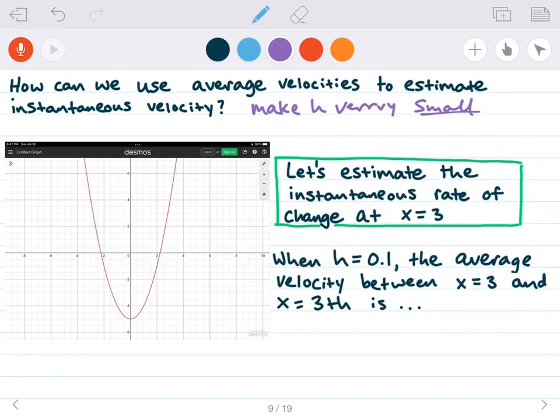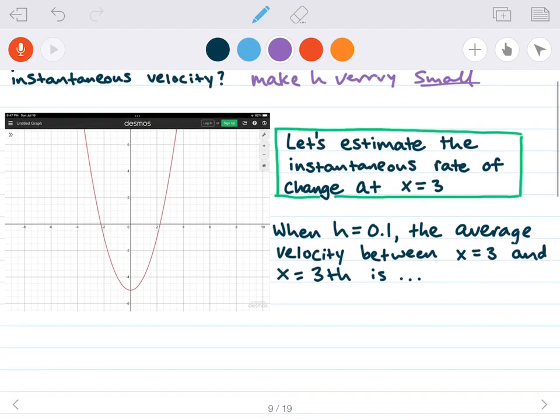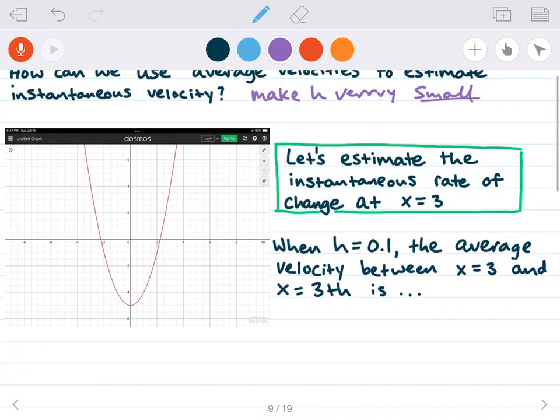So we're going to do two estimates, and we're interested in what happens at x equals 3. The first thing I should mention is that the function that we see here is x squared minus 5, because we're going to have to use that to find the points. So that's the function of this curve. Now, it says when h equals 0.1, what is the average velocity between 3 and 3 plus h?